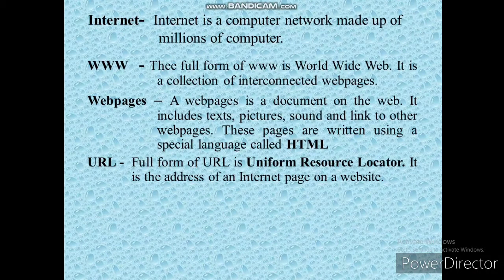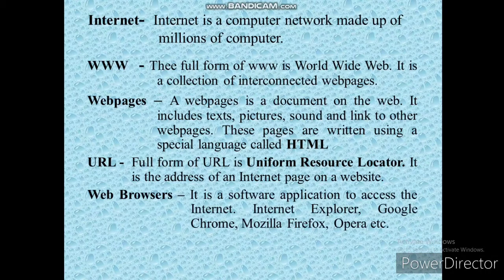URL. The full form of URL is Uniform Resource Locator. It is the address of an internet page on a website. Web browser. It is a software application to access the internet. A web browser is the software through which we can access the internet. For example, Internet Explorer, Google Chrome, Mozilla Firefox, Opera, etc. These are web browsers.